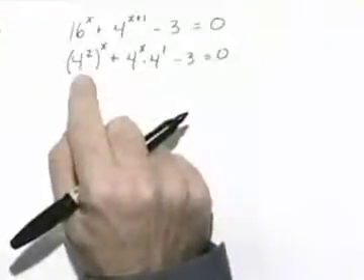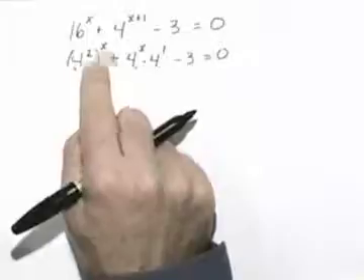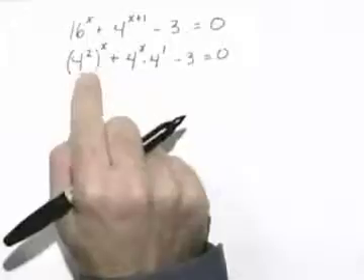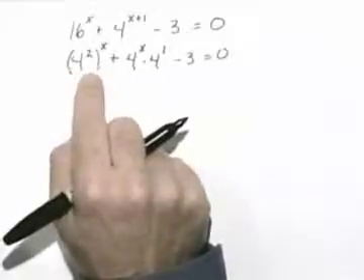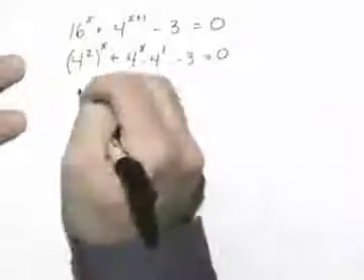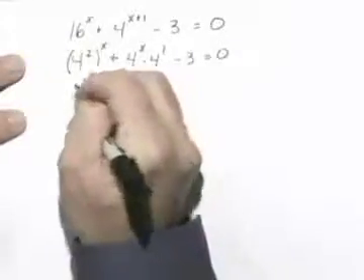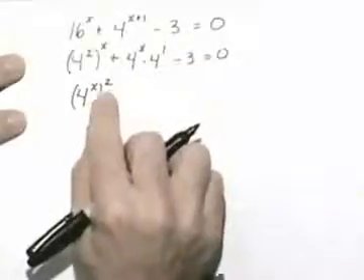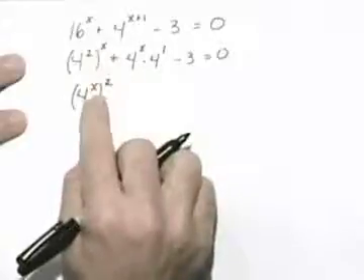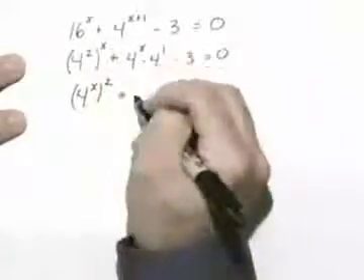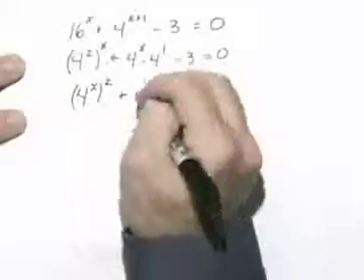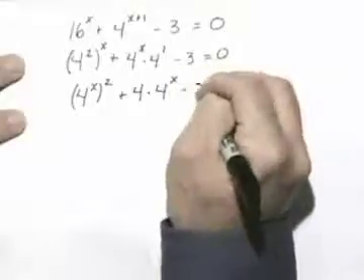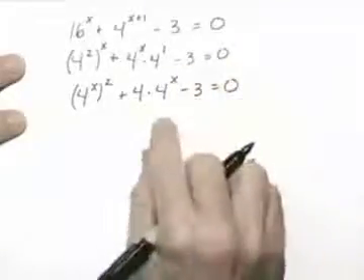Now I'm going to use the fact that when you have an exponent raised to an exponent, you multiply the exponents. So this is equivalent to 4 raised to the 2x power, which could be written as 4 to the x, all squared. Again, we multiply the exponents, so 2 times x is the same as x times 2. I'm also going to take this 4 and bring it out in front. So I have 4 times 4 to the x power minus 3 equals 0.